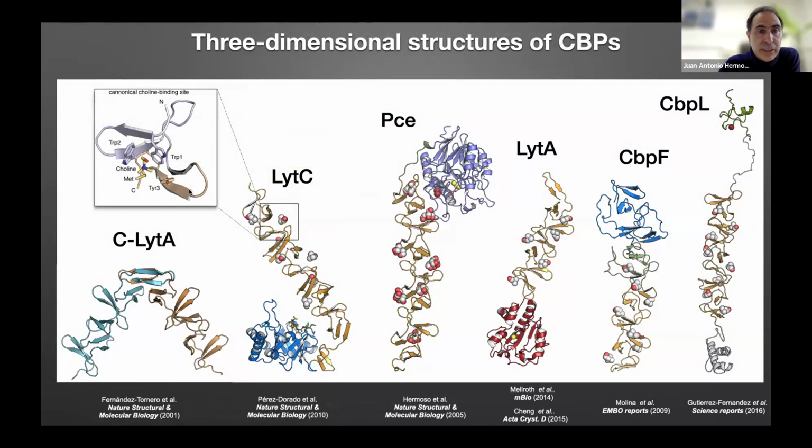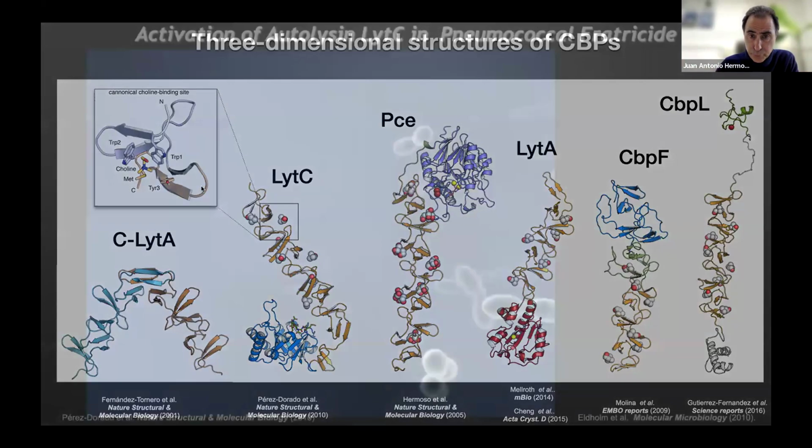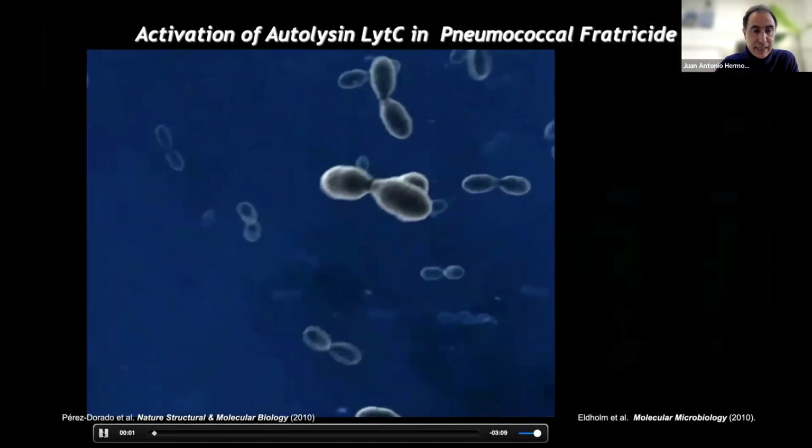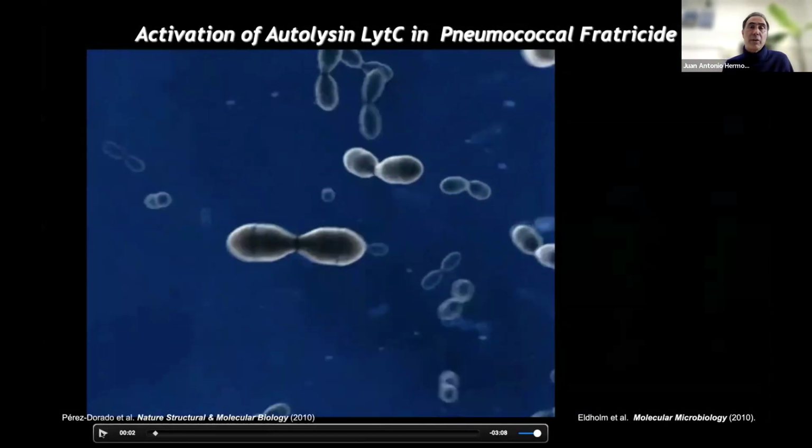In most cases, we see that all of them present these elongated choline binding domains, here in yellow, in which the choline moieties, represented here as spheres, are recognized at the choline binding site. The typical choline binding site is provided by three aromatic residues that perform cation-pi interactions in order to stabilize the choline moieties of the teichoic acid. The regulation of the autolysins, the choline binding proteins, for instance in the case of LytA in pneumococcal fratricide, is produced mainly by modification of the peptidoglycan, as explained in this movie.